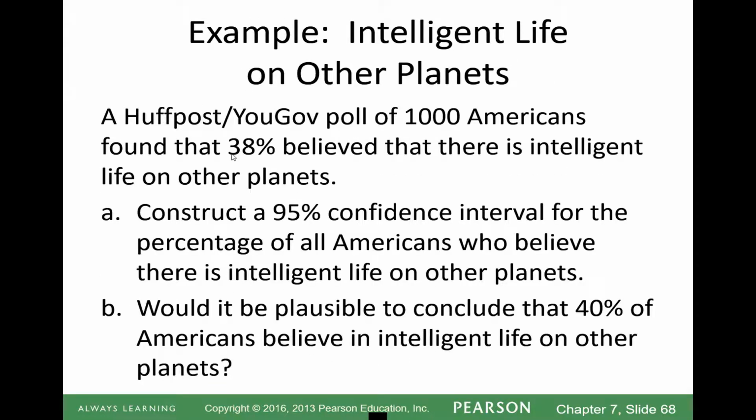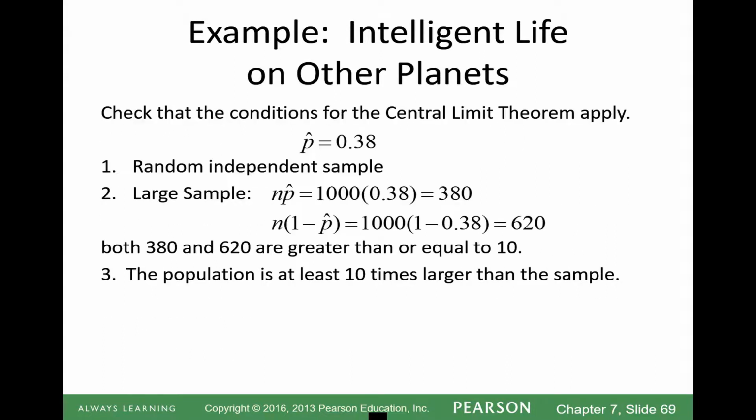In this example, a poll of 1,000 Americans found that 38% believe there's intelligent life on other planets. So it's a large sample here. Construct a 95% confidence interval. Would it be plausible to conclude that 40% of Americans believe in intelligent life on other planets? So let's take a look at our interval here. We're given our p hat, and it's a large sample.